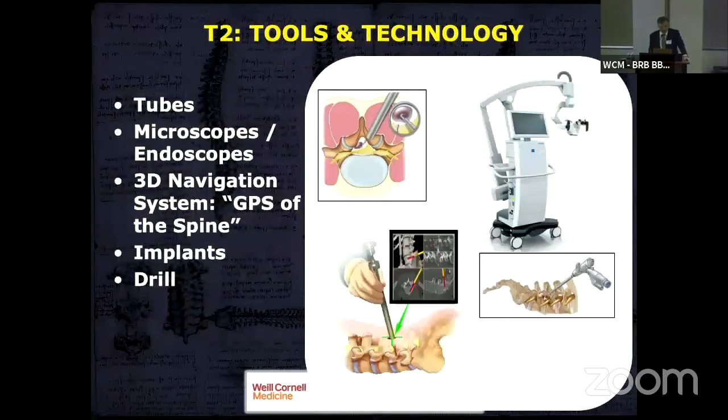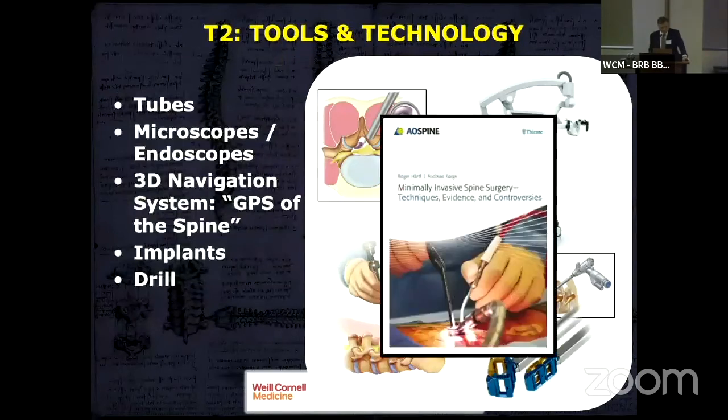Tools and technology. The microscope is a key element of MIS surgery, of course. Now more and more the exoscope. I don't know here who's used the exoscope. It's very exciting technology. The endoscope, navigation, expandable cages, all these things are exciting. We talk about that a lot. We can look at it downstairs with the vendors in the exhibit hall.